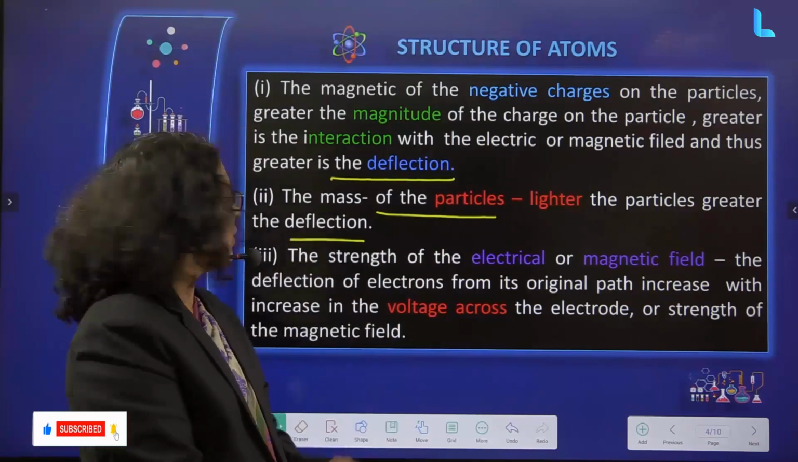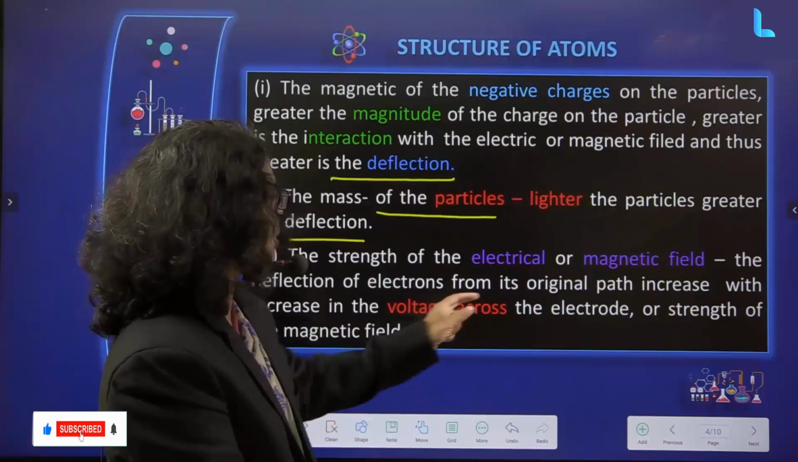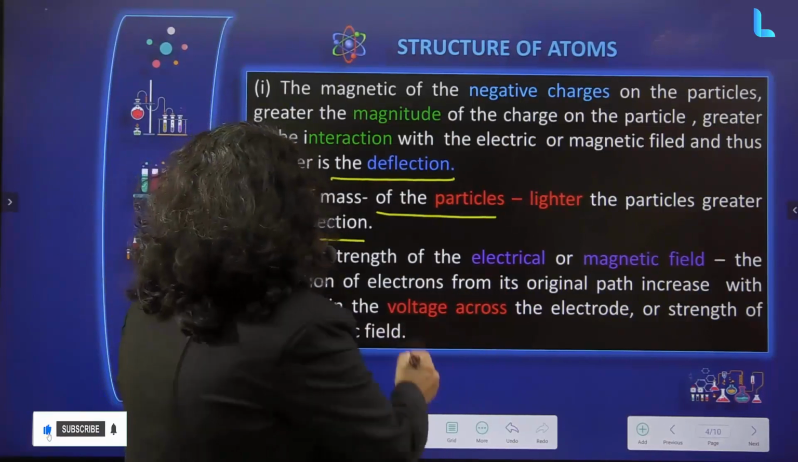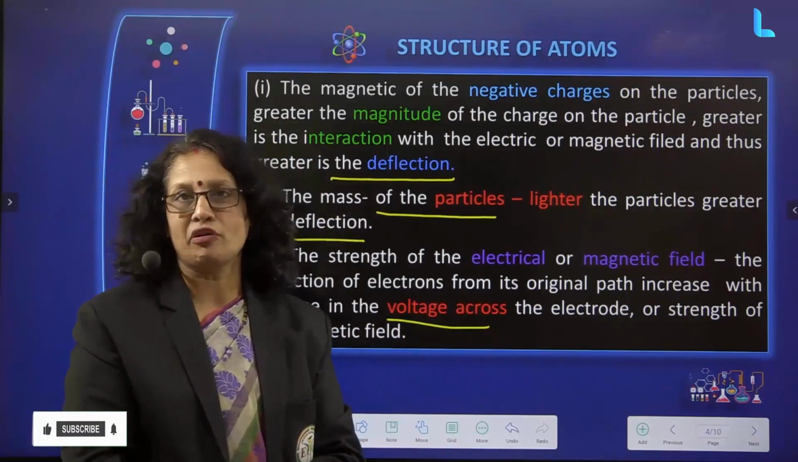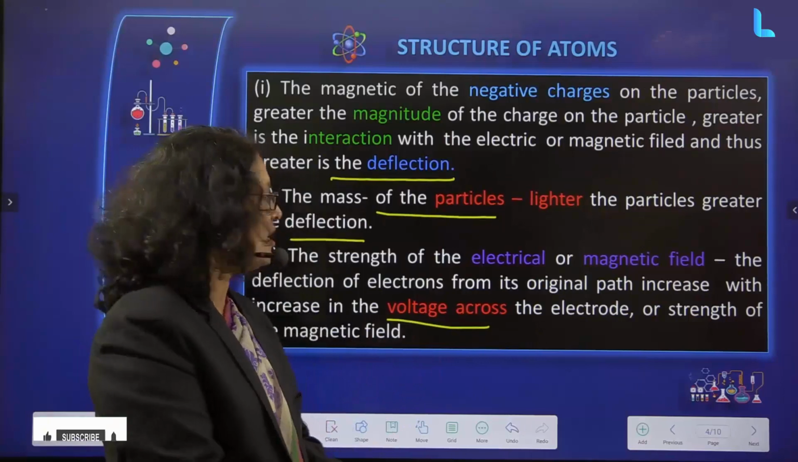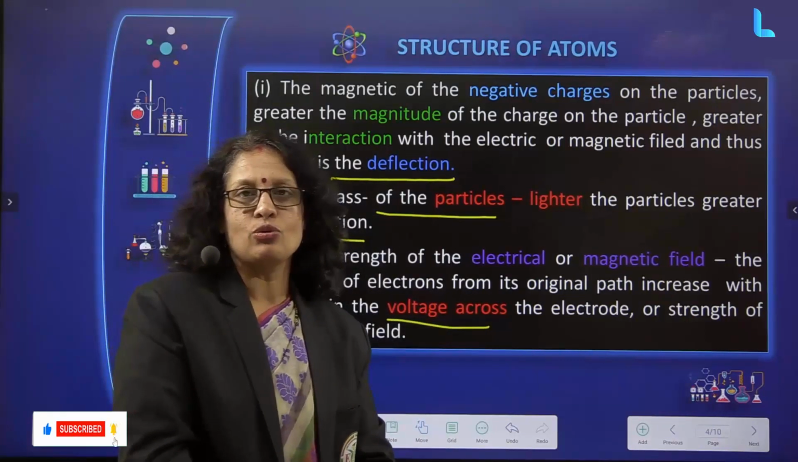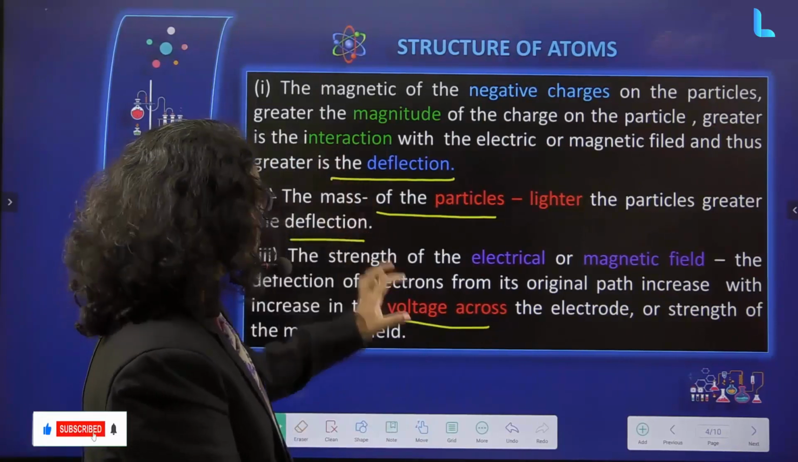Third point is the strength of the electric or magnetic field: the deflection of electrons from their original path increases with an increase in voltage across the electrodes or the strength of the magnetic field. How are we observing this? With different kinds of experiments we are observing, taking into account different experiments. We will discuss that. So what are the 3 points we have discussed?